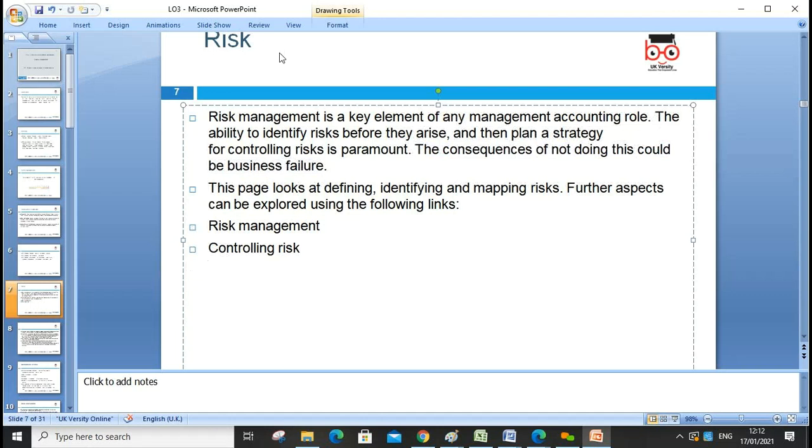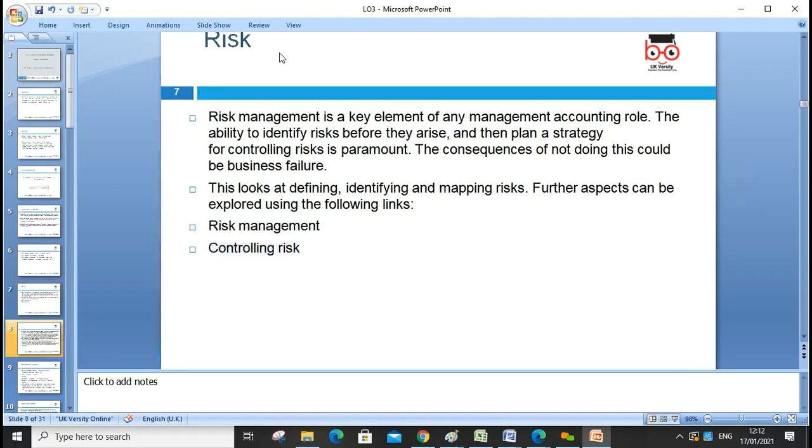On this slide we can look at the definition, identifying and mapping risk. Further aspects: we can explore risk management and control of risk, which I'll go through in a minute with you.